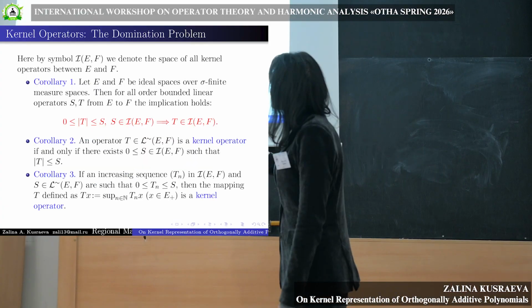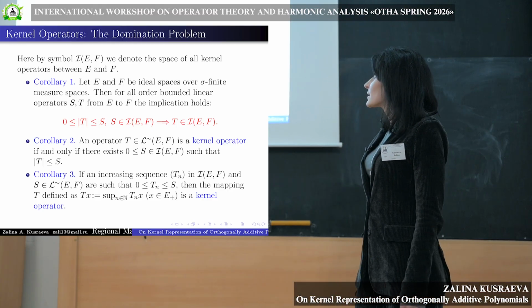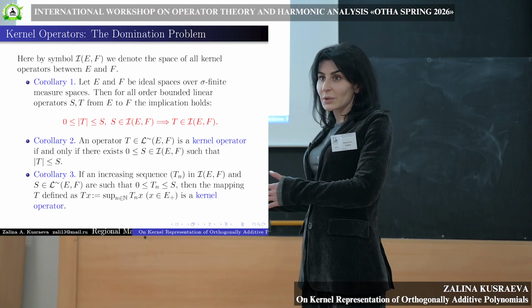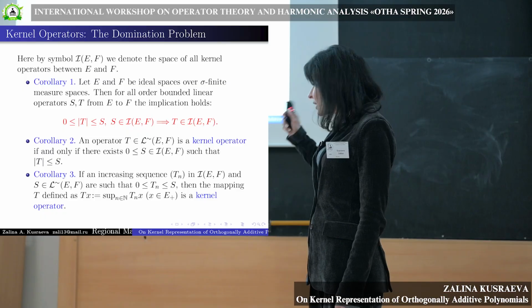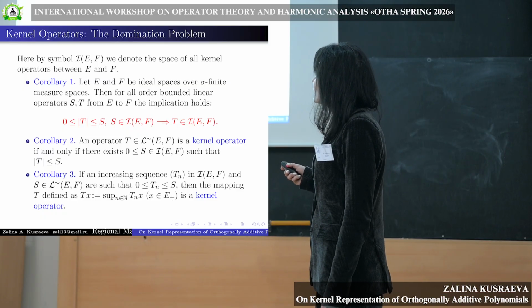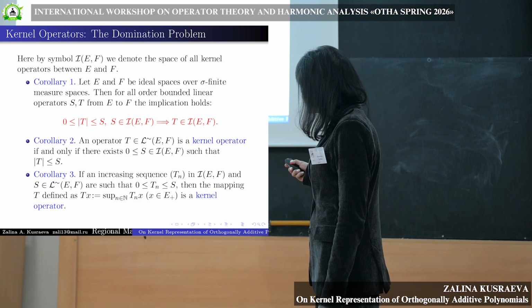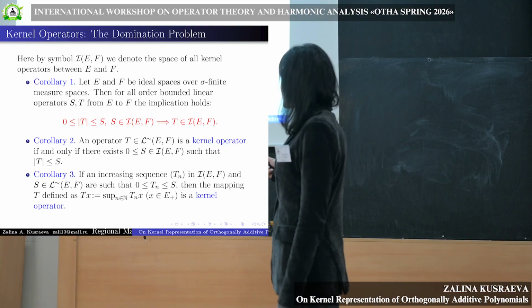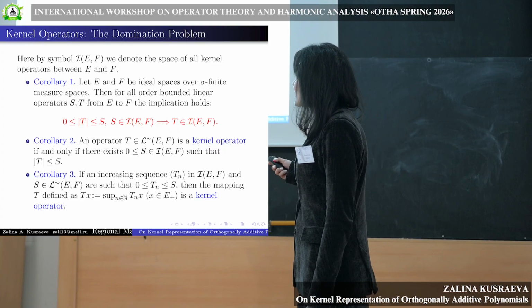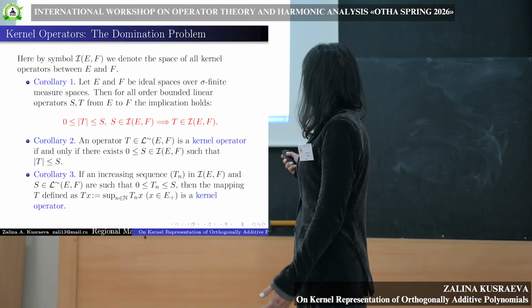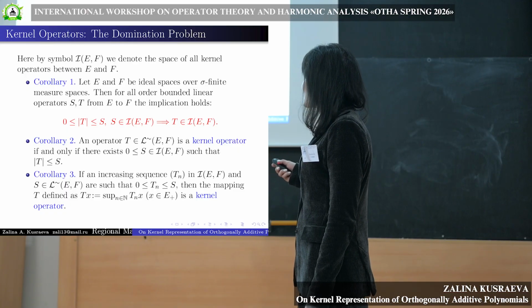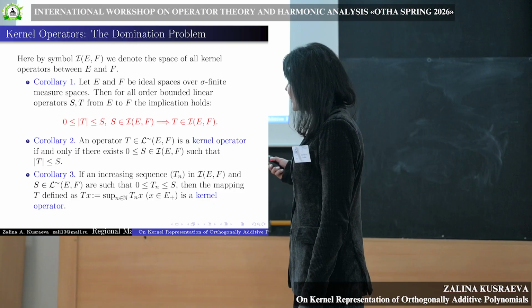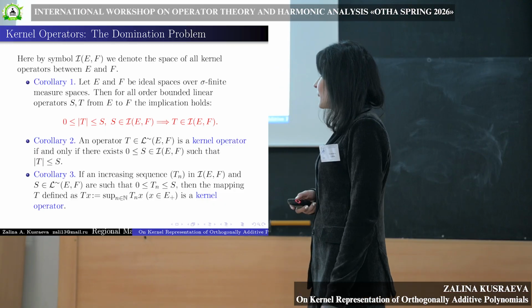Let me define by this symbol the space of linear operators which can be represented by kernels, and there is the following interesting property, a corollary. If you have two operators such that one is positive and one is greater than another, and the one which is greater admits kernel representation, then the one which is less also admits kernel representation. In this situation, T is called dominated by S, and S is the dominant of T.